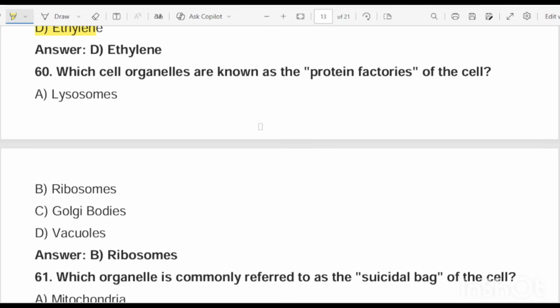Next question. Which cell organelles are known as the protein factories of the cell? Correct option, option B, ribosomes. That means proteins are synthesized by the ribosomes. So that's why we call the ribosomes protein factories.